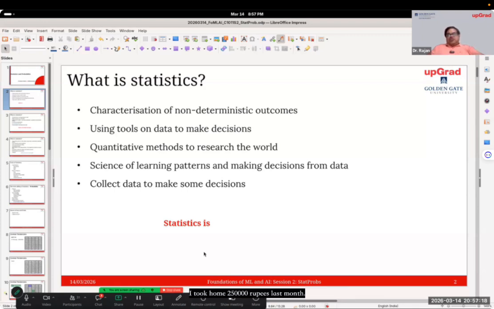I took home 250,000 rupees last month. So 2.5 lakhs last month I took home. Or, last month I took home 75,000 rupees. That was my take home salary. Fixed number. Very clear. There is no doubt. But on the other hand, for the second question, we have no single answer.